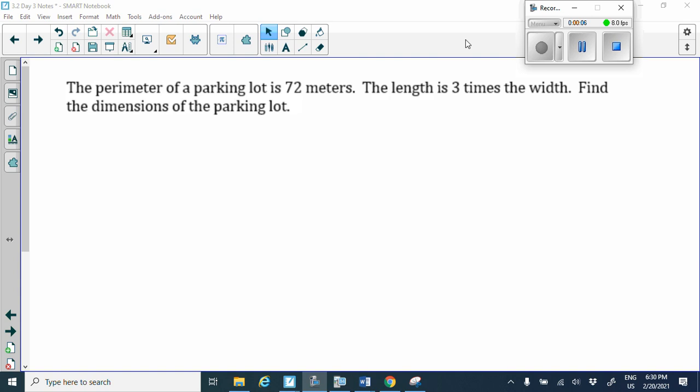So it says the perimeter of a parking lot is 72 meters. The length is 3 times the width. Find the dimensions of the parking lot.